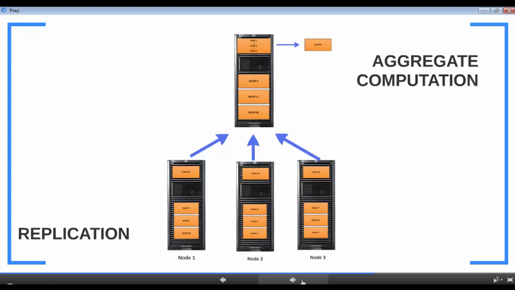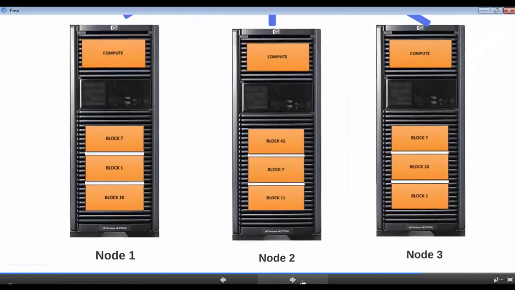So let's do this. Why don't we copy each block of data to 2 more nodes? In other words, we can replicate the block in 2 more nodes. So in total, we have 3 copies of each block. Take a look at this. Node 1 has block 1, 7, and 10. Node 2 has blocks 7, 11, and 42. Node 3 has blocks 1, 7, and 10.